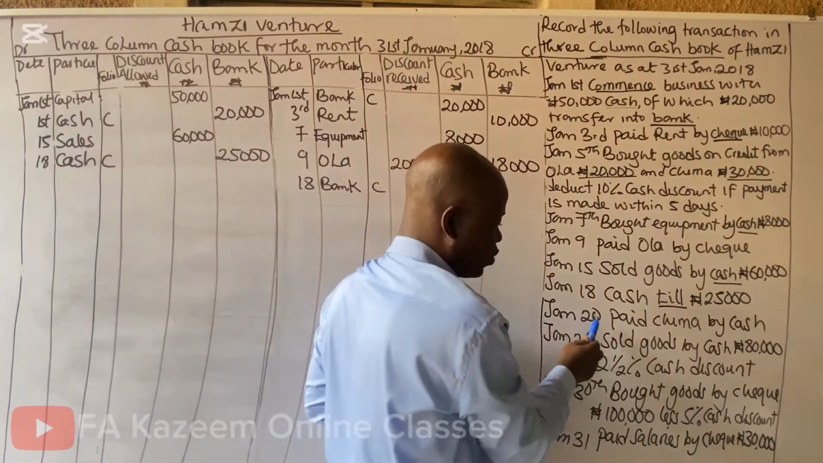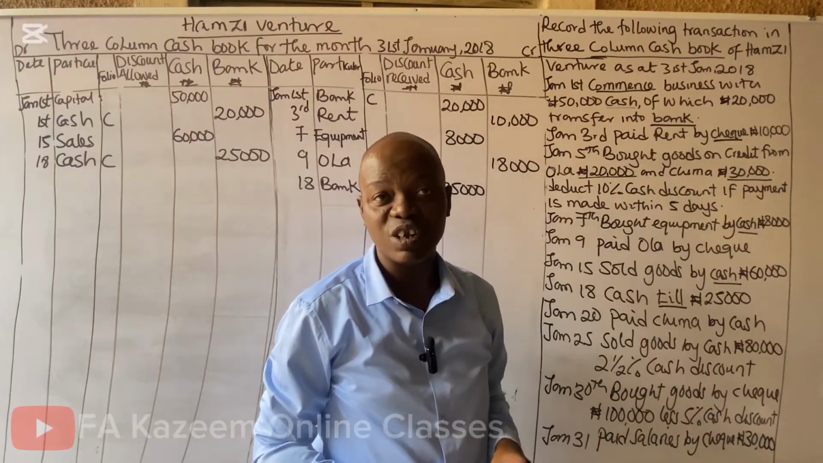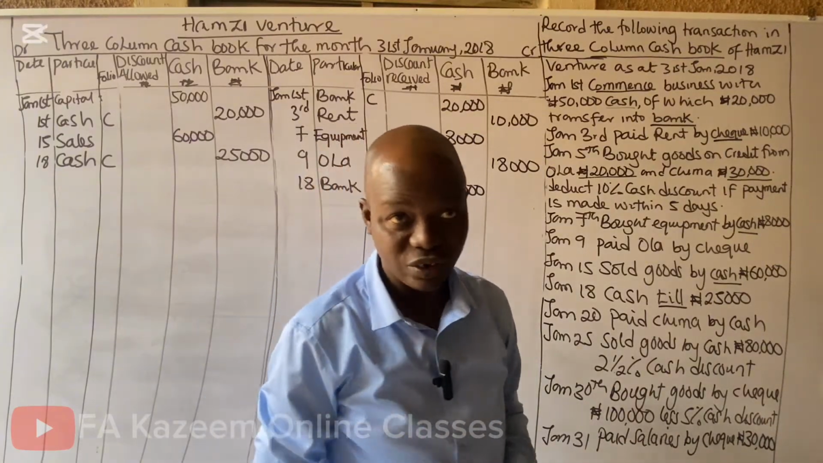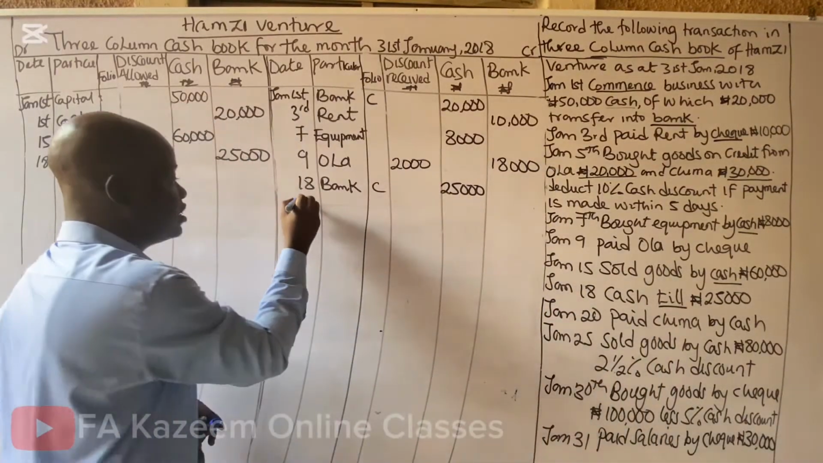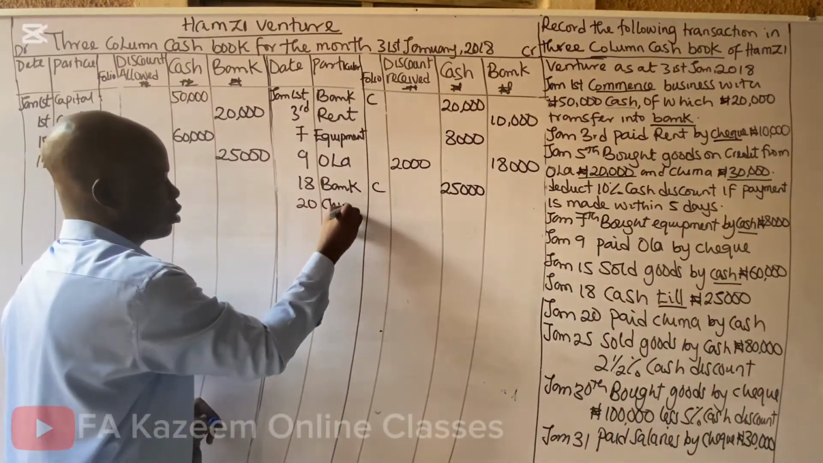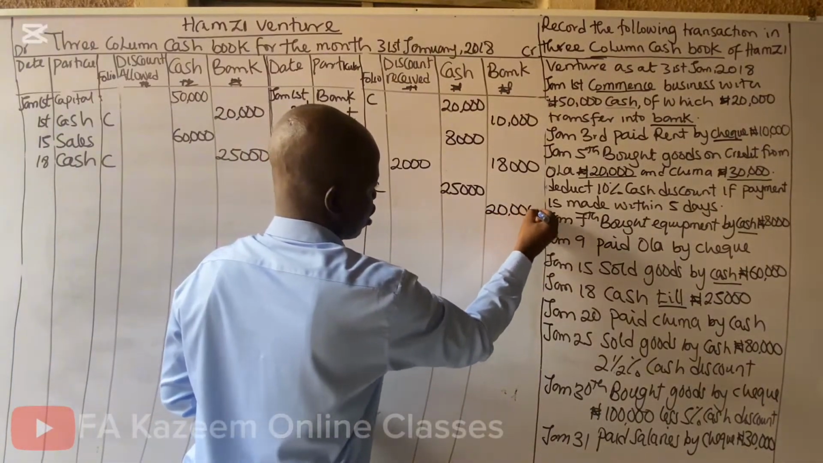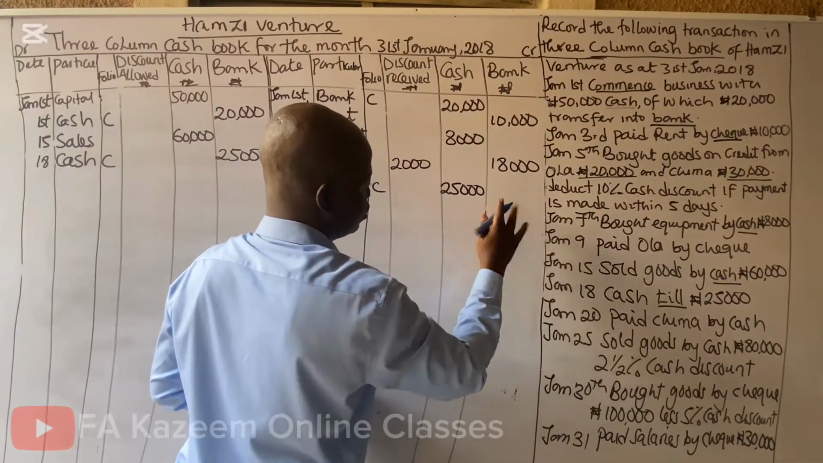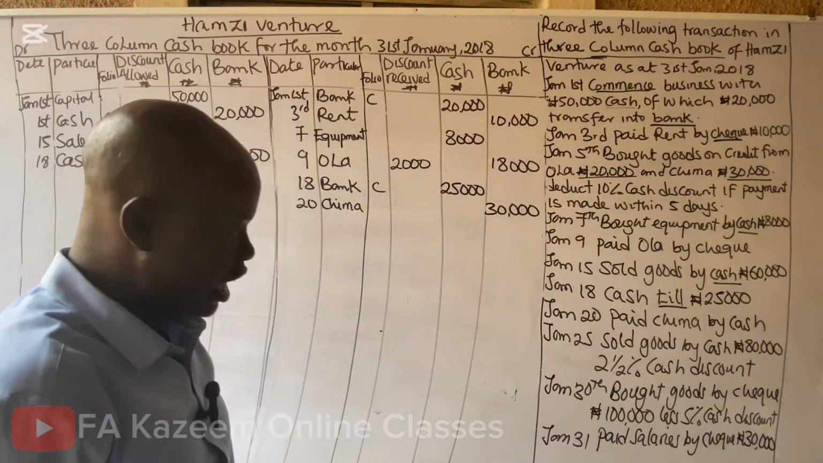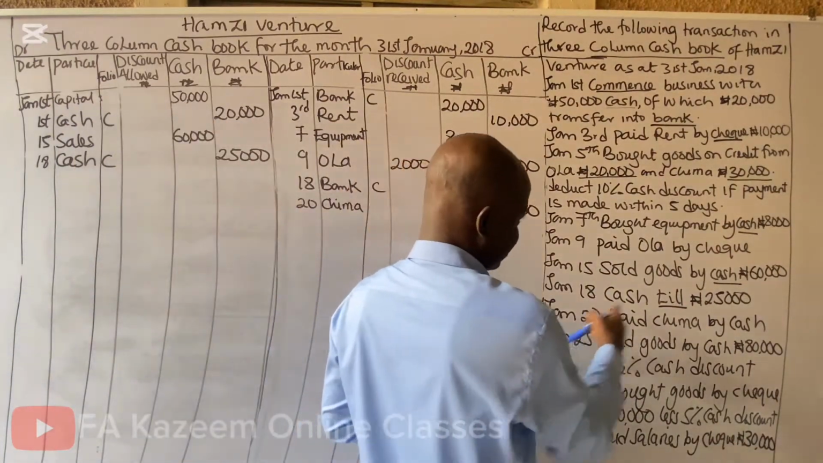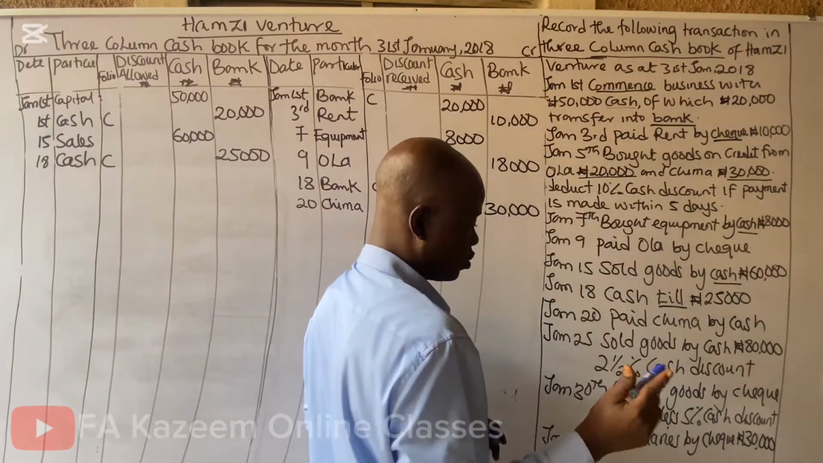But paying Chima on the 20th is more than 5 days. Meaning, Amzi was unable to fulfill that condition. Meaning, you will not enjoy a discount on Chima. Chima will be paid in full. How much? 30,000 naira. Let's move forward. Chima has been paid, but there's no discount because the 5 days condition was not met.